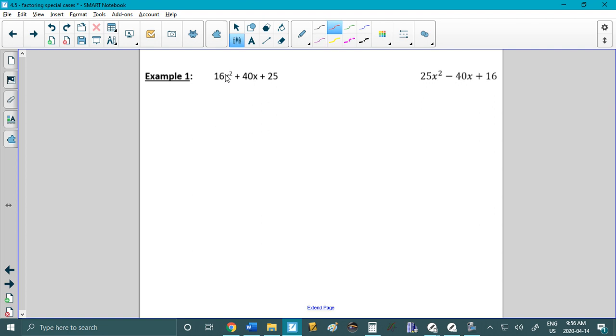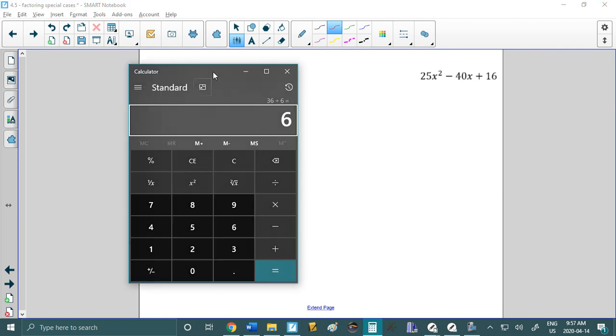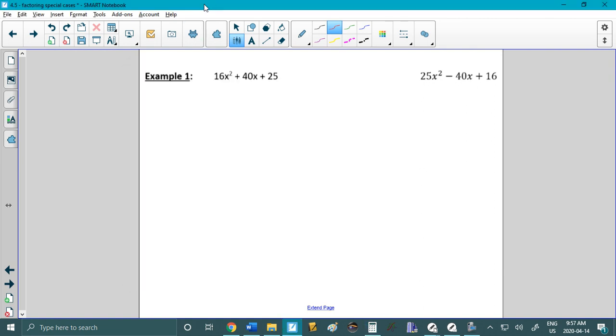Okay, so again, we could do this by decomposition. 16 times 25. So we need two numbers that multiply to 400 and add to 40. And you could go through that whole process, but it could take a long time. But instead, when I see 16, I think, ooh, that is a perfect square. So I take the square root of it, and I get 4x. And I see 25, and I say, that's a perfect square. And the square root is 5.